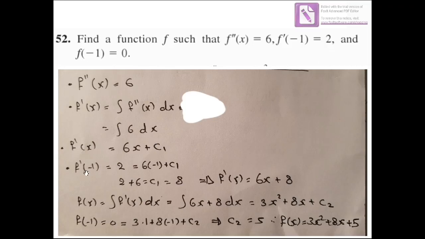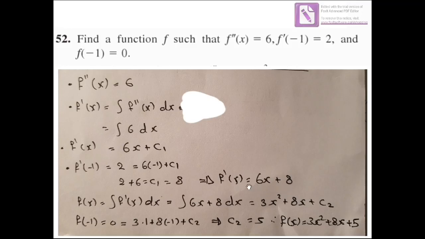So for f prime of minus 1, we need to replace x by minus 1. So it will be 6 multiplied by minus 1 plus c1. It is given that f prime of minus 1 is equal to 2, so here we have 2 is equal to 6 multiplied by minus 1 plus c1. Now we have minus 6, so it moves to the other side. So 2 plus 6 is equal to c1. From here we conclude that c1 is equal to 8. So now the first derivative f prime of x is equal to 6x plus 8.